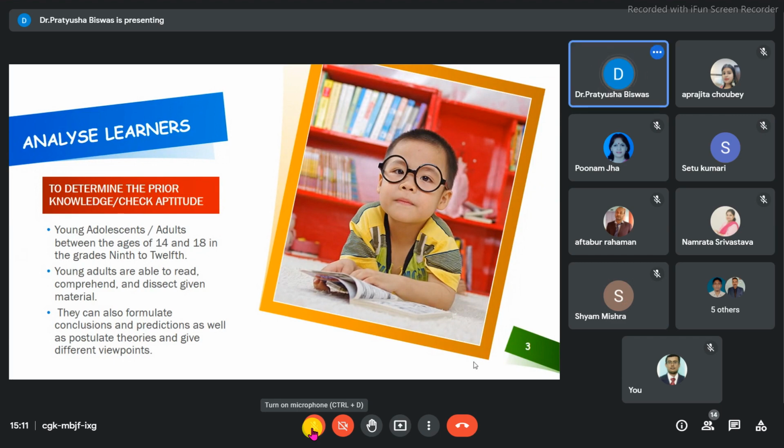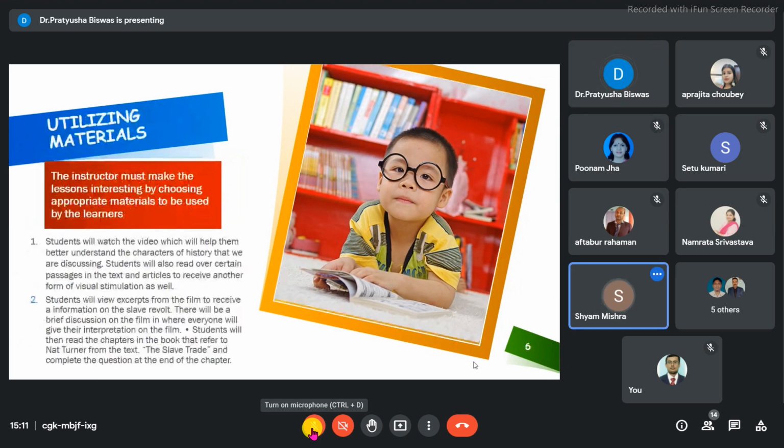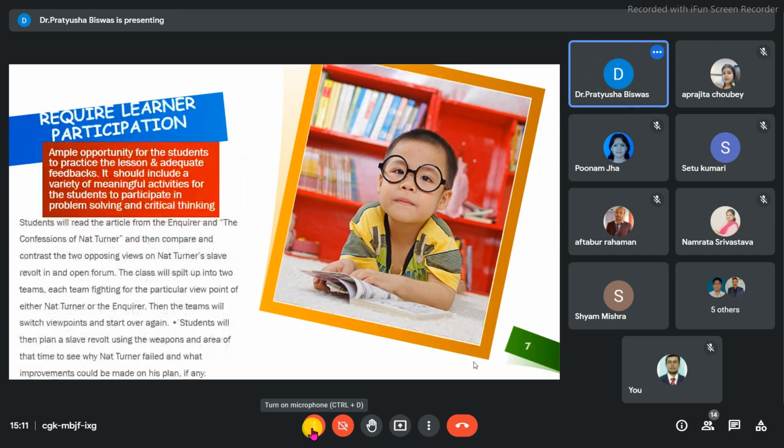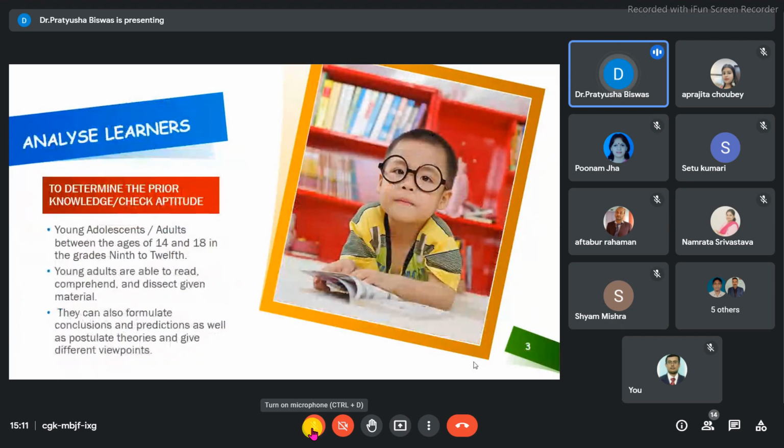And next, utilize media and materials. Yes, utilizing materials. Next is require learners' participation. Yes. After that, evaluate and revise. Yes. So ASSURE is basically done in a very chronological way.